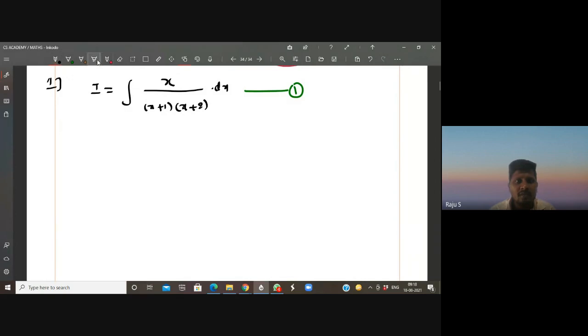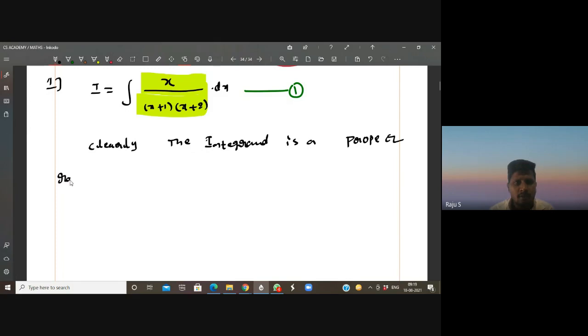What is the integrand they have given? x by this, this is the integrand. I'm taking the integrand alone. If you want to write the steps clearly, you may write: the integrand is a proper rational function. Then let us take this integrand, x by (x plus 1)(x plus 2), which is a product of two rational functions.